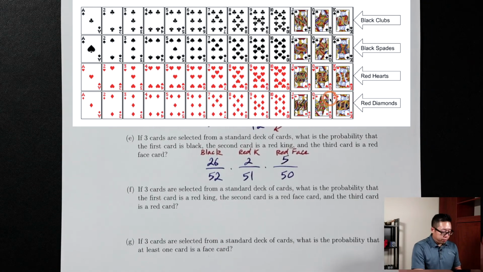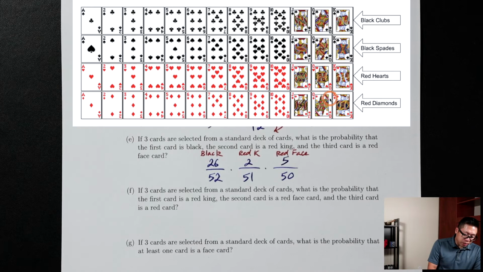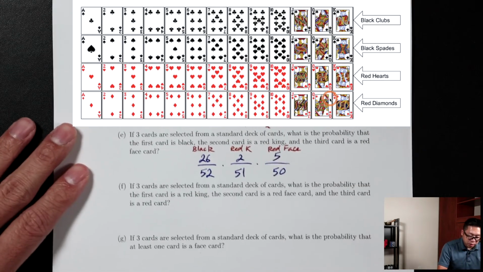Part F, if 3 cards are selected from a standard deck of cards, what's the probability that the first card is a red king, second card is a red face card, and third card is a red card? So 3 cards.